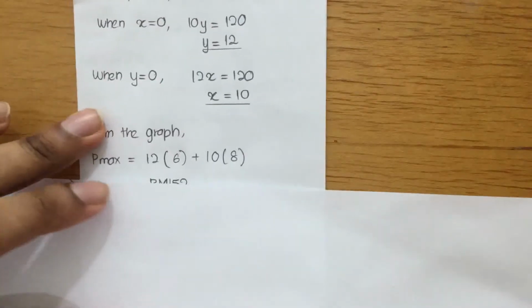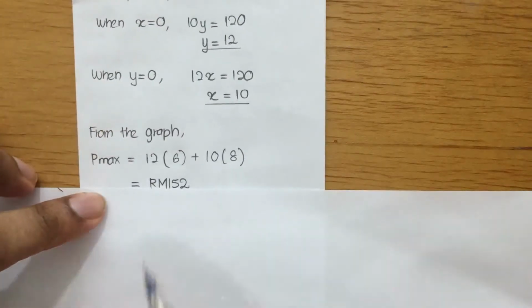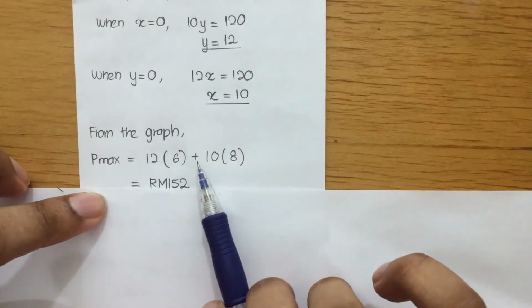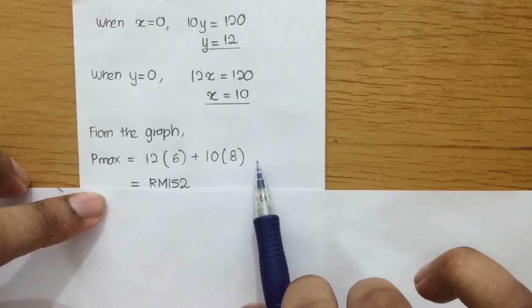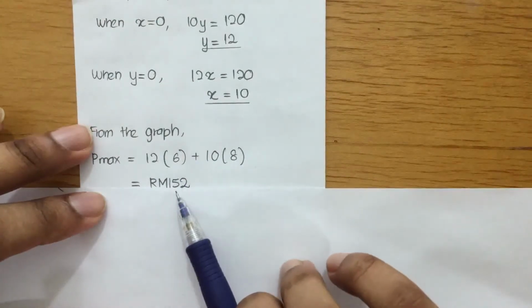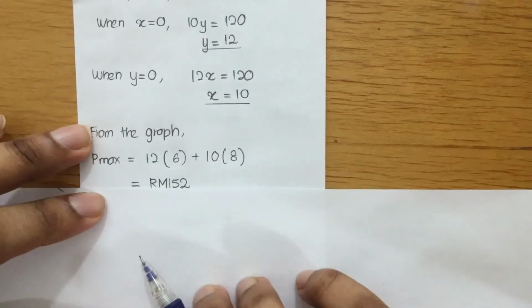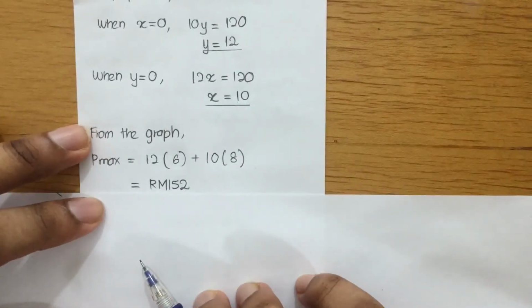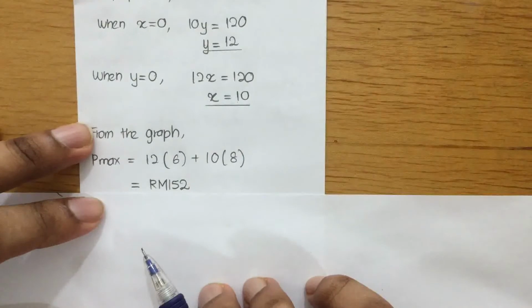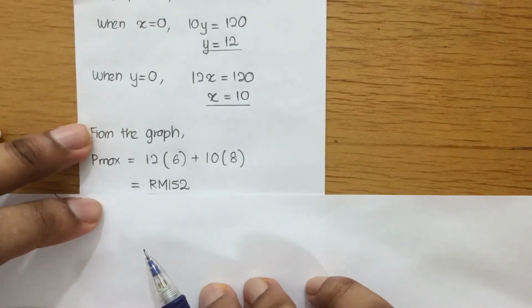So to find the maximum profit, it is 12 times 6, plus 10 times 8. You calculate this, you should get 152 ringgit. So this will be your maximum profit. Okay, so that is for the question C part 1. Let us proceed to the question C part 2.